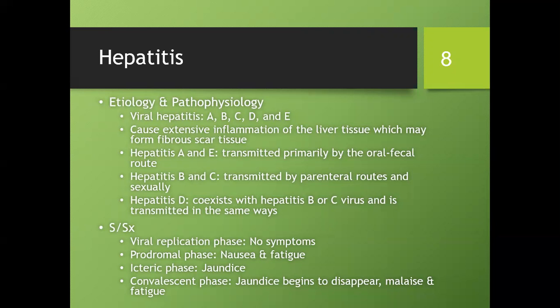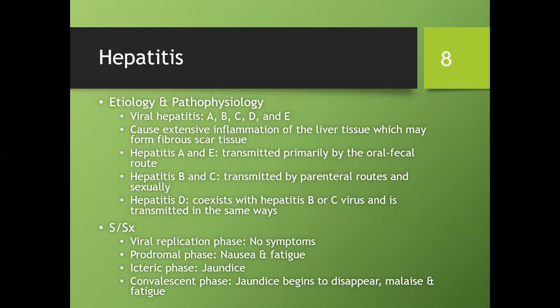Hepatitis, the etiology and pathophys of hepatitis. There are 5 different types of hepatitis. It's viral: A, B, C, D, and E. Hepatitis causes extensive inflammation of the liver tissue, and it may form fibrous scar tissue. Hepatitis A and E are transmitted primarily by the oral-fecal route. Hepatitis B and C are transmitted primarily by parenteral routes, or IV, and also sexually. Hepatitis D coexists with hepatitis B or C virus and is transmitted in the same ways as B and C.